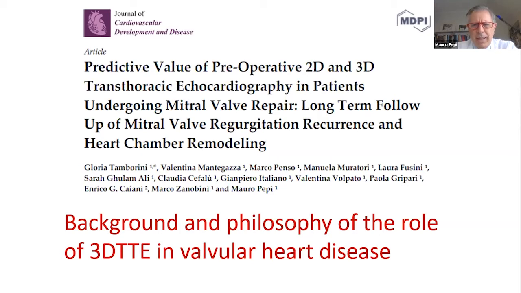Do you see my screen? Yeah. It's okay. So we recently published this paper. It is a predictive value of pre-op 2D and 3D TT in patients undergoing mitral valve repair in the Journal of Cardiovascular Development and Disease. So which is the background and philosophy of this paper?